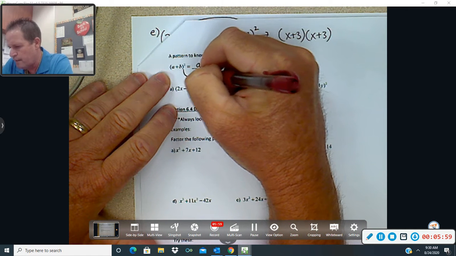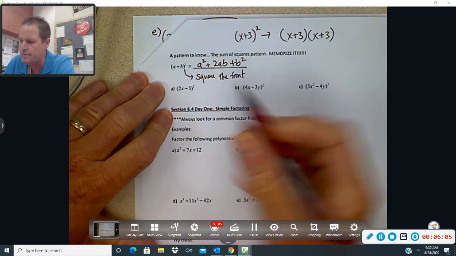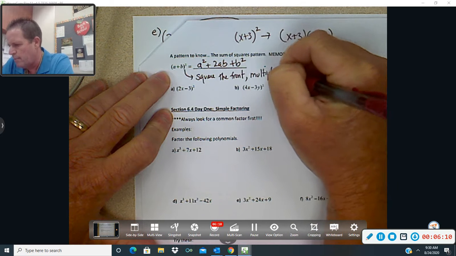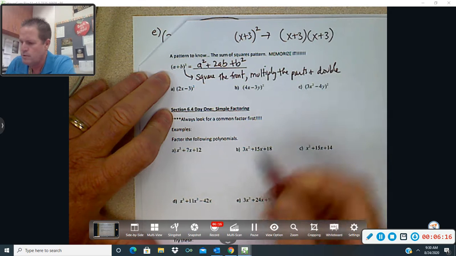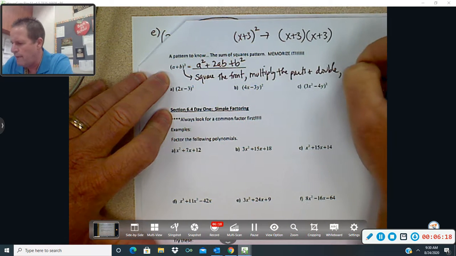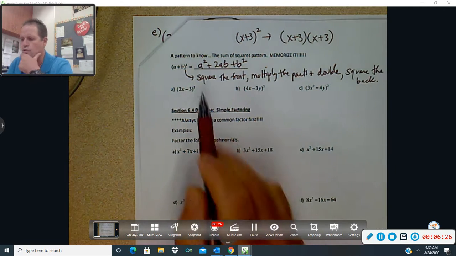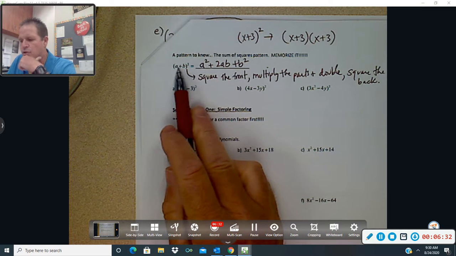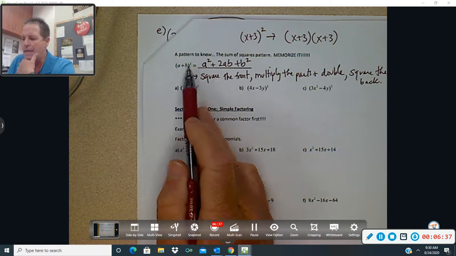Square the front, and what I mean by that is your front term, square it. Second, multiply the parts and double. So multiply your parts and double, and then square the back. So square the front term, the a. Multiply these two parts, a times b, and double them, so multiply them by 2. And then square the back.